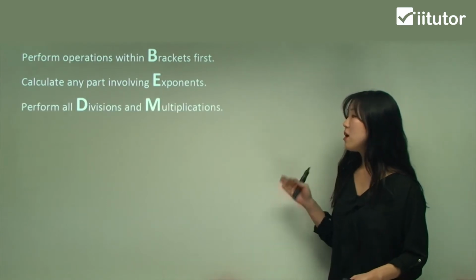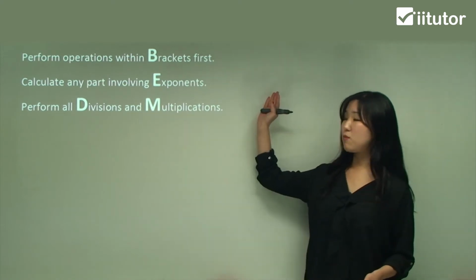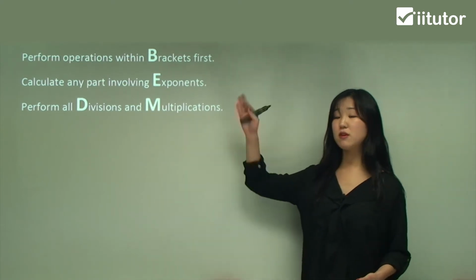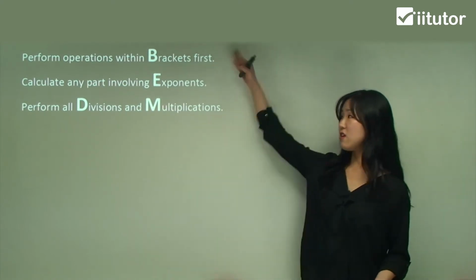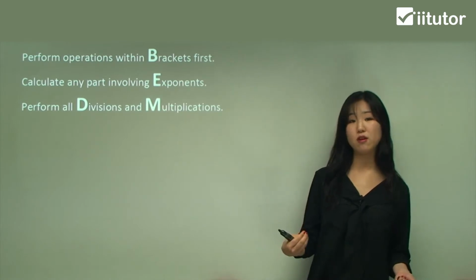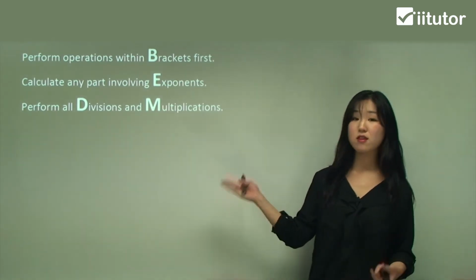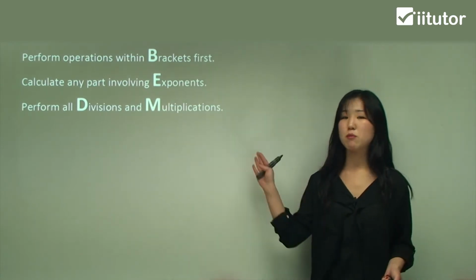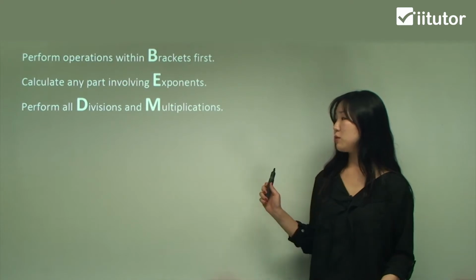Now the third one, perform all divisions and multiplications. After you've found the brackets and simplified them, and after you simplify the exponents, you move on to divisions and multiplications. So if there's none of the first two, you go straight into any divisions or multiplications. It doesn't really matter which order, so you can do the multiplications first and then the divisions, but try to remember in this order just for the sake of learning and memorizing. So divisions and multiplications next.